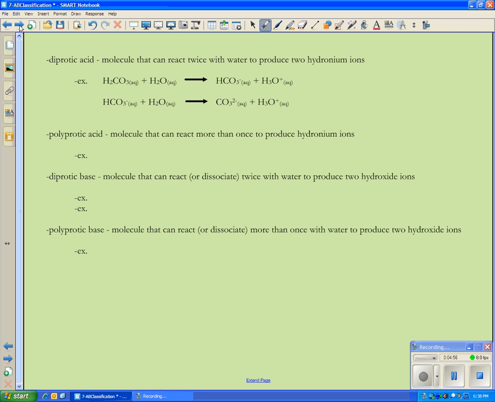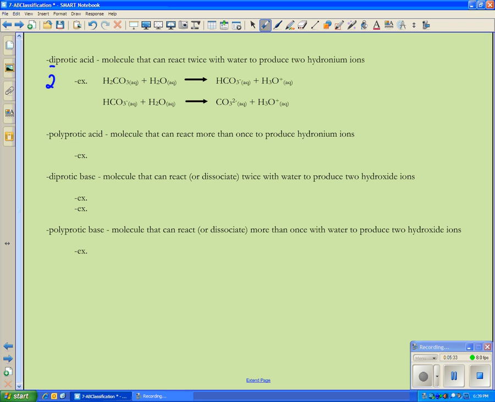Some other classifications that you should know the definitions for include diprotic and polyprotic acids. Diprotic refers to molecules that can react twice with water to produce hydronium ions. The prefix di at the front is telling you two. The protic part is just referring to the proton or the hydrogen ion that's being transferred during that reaction with water. So in this example, carbonic acid, H2CO3, can react twice to produce two hydronium ions.